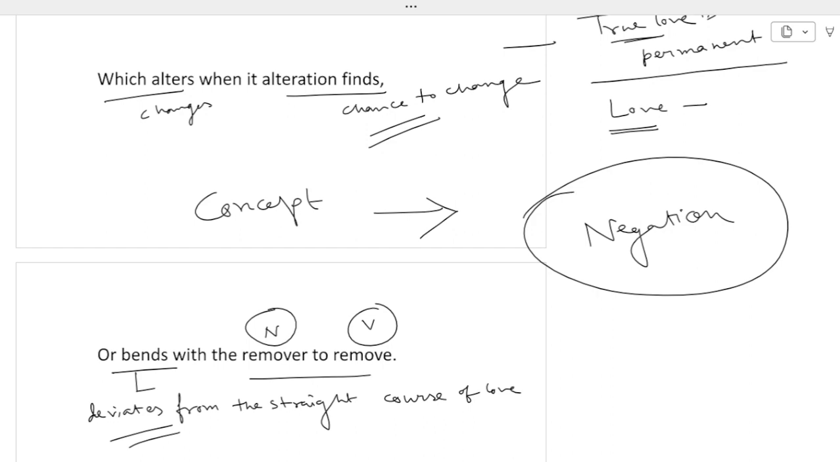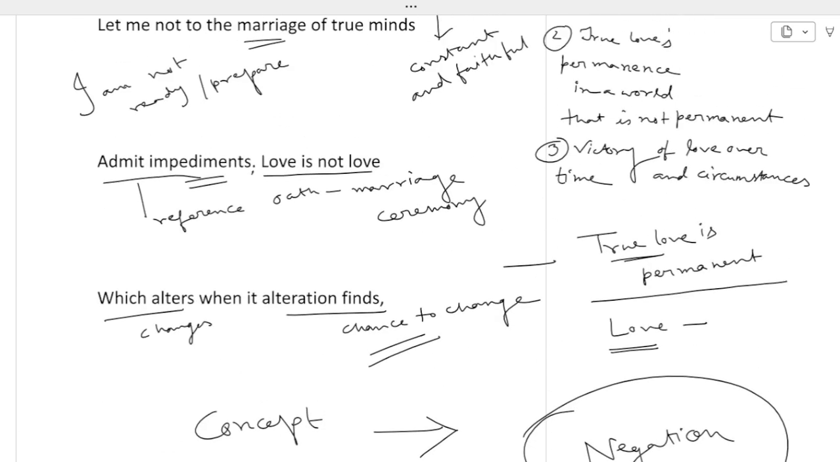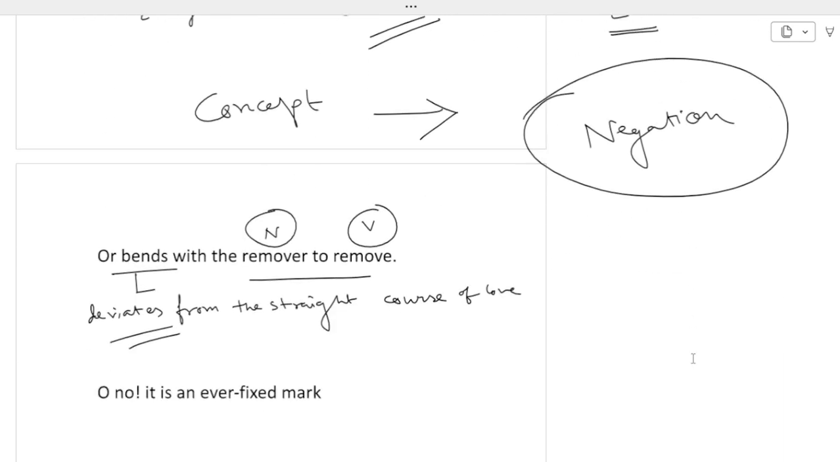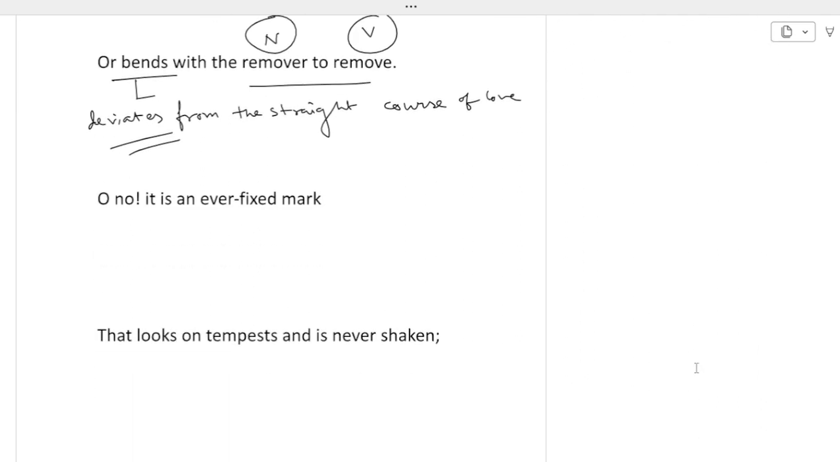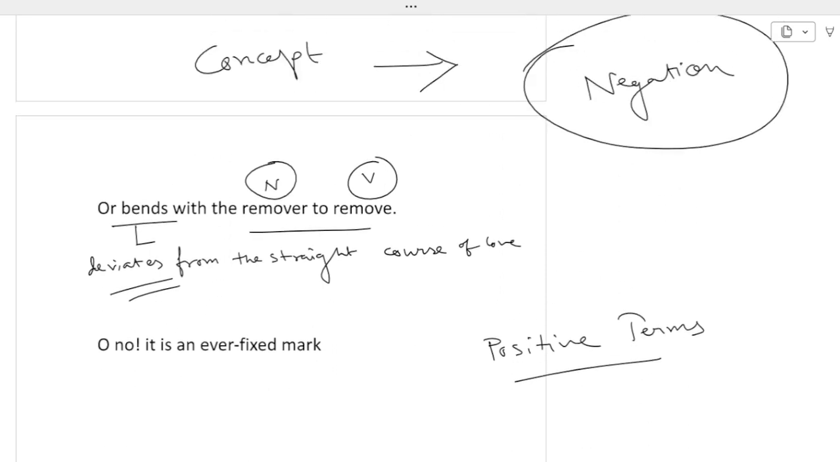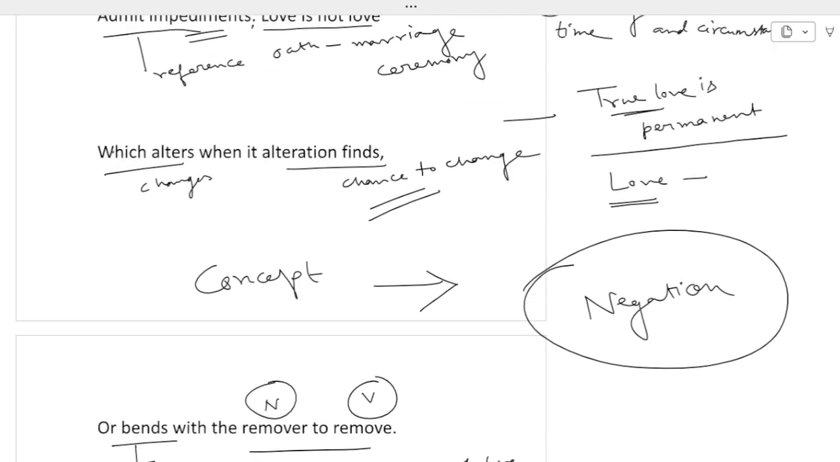Number 1, true love does not admit any impediment. Again, true love does not alter. Again, true love does not bend with the remover to remove. It does not deviate from the straight course of love. Now he is defining in positive terms. Otherwise it was quite circumlocutory, these lines where something is defined or emphasized by negation of it.